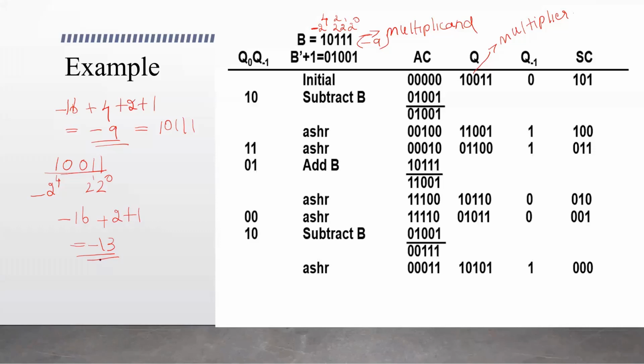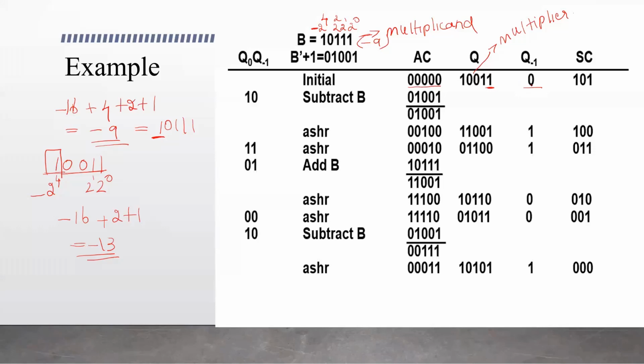Okay, 1 0 0 1 1 is the 2's complement representation of minus 13. And as these numbers are negative, you can see the sign bit is 1. That says that the numbers are negative. Minus 9 and minus 13. And so here, what is the procedure? We initialize AC as 0, and Q minus 1 will also become 0, and the multiplier is stored in Q, correct? And we start by checking the least significant bit of the multiplier, that is 1.